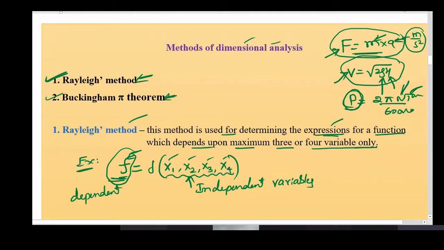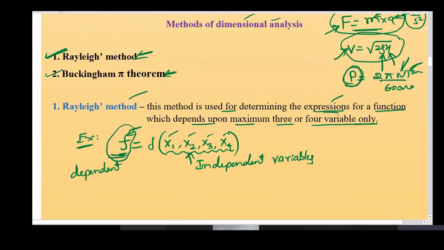Understood? That is the meaning of the Rayleigh method. This method is used for determining the expressions. Expression means some function which depends upon a maximum of 3 or 4 variables. I have considered 4 variables. If the number of variables is more than 4, this Rayleigh method will be difficult to apply to analyze dimensionally. Then we go for Buckingham Pi. Understood?